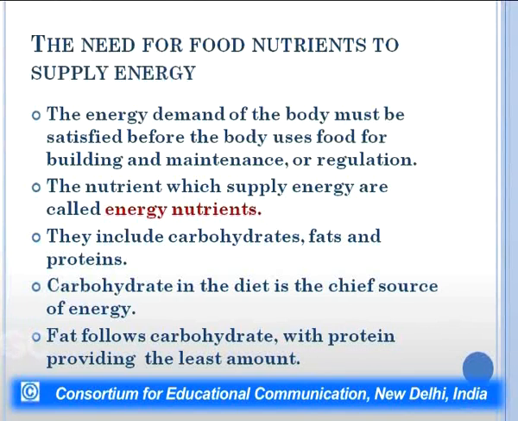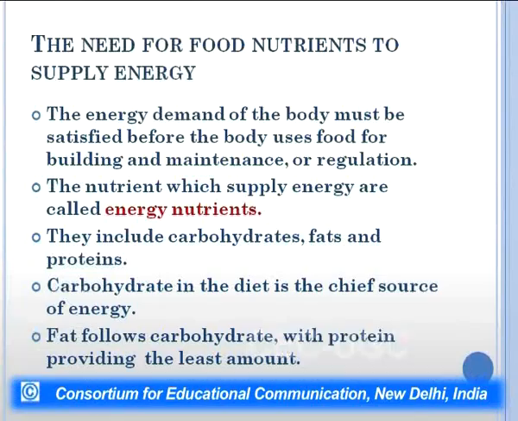The nutrients which supply energy to our body are basically the energy nutrients, and these include carbohydrate, protein and fats. Carbohydrate in the diet is the chief source of energy. So, the major function of the nutrient called carbohydrate is to supply energy to our body. It is followed by fat, and then protein, which provides the least amount of energy.